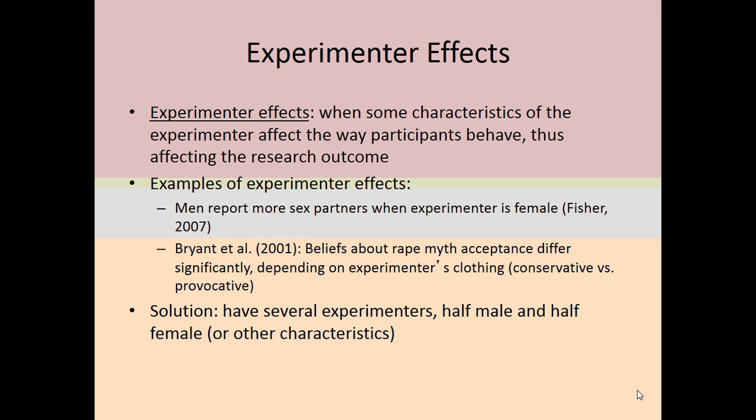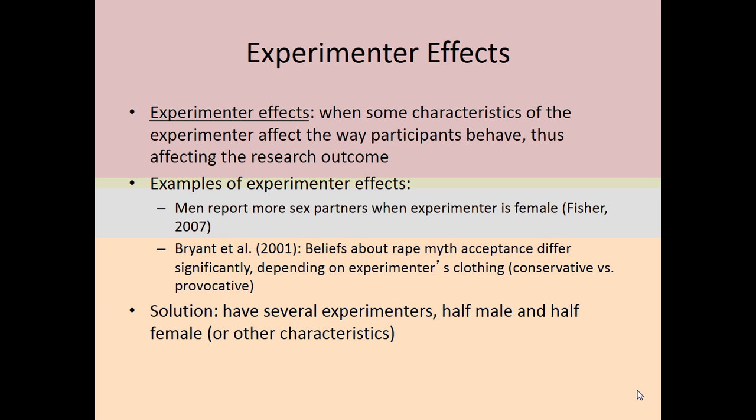In experiments, there's something called experimenter effects. This is where something about the experimenter will affect how the participant behaves and ultimately affecting the research outcome. When you have, say, an experimenter who is female, men are more likely to report more sexual partners. Belief about rape myth acceptance differs significantly depending on the experimenter's clothing, whether they're dressed more conservatively or provocatively. So who's asking the questions can actually affect how people respond.